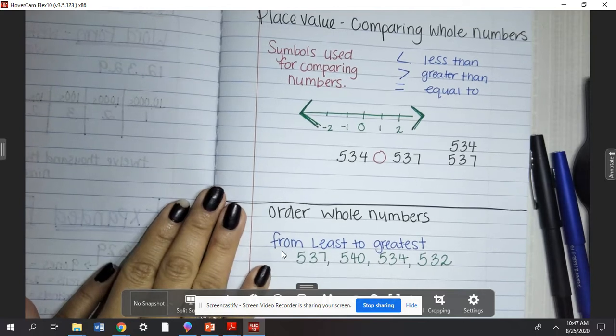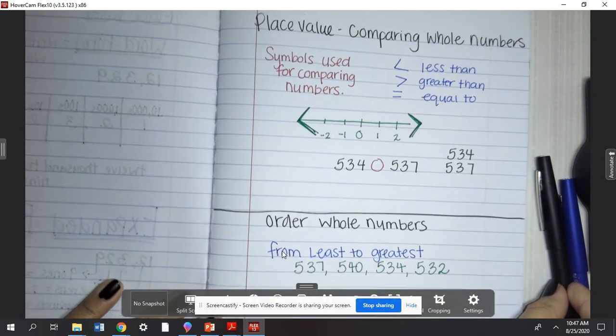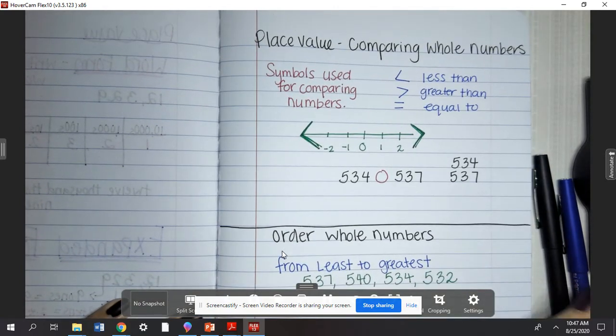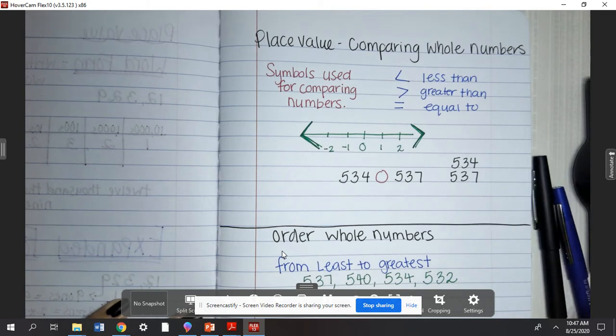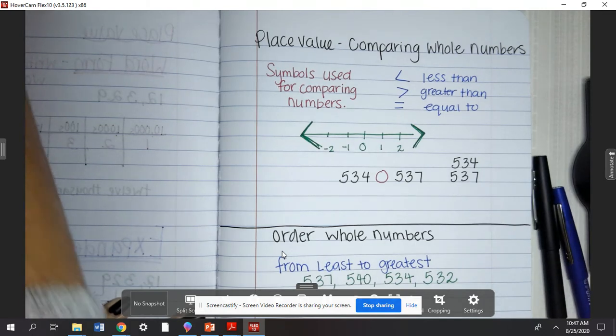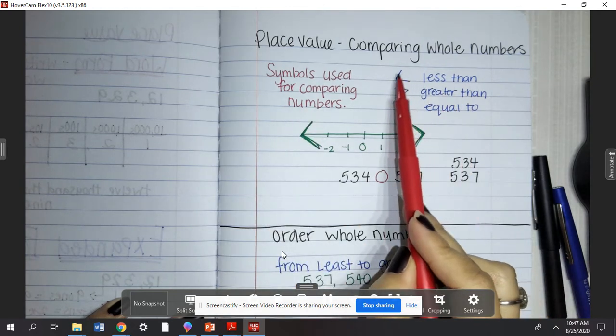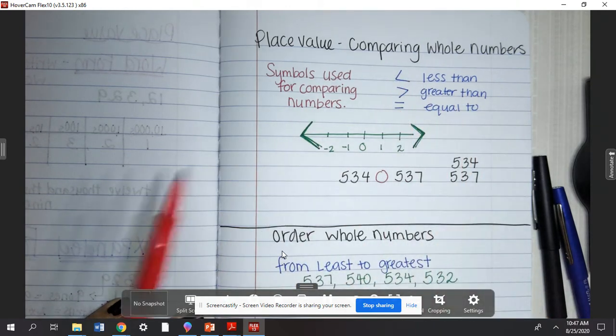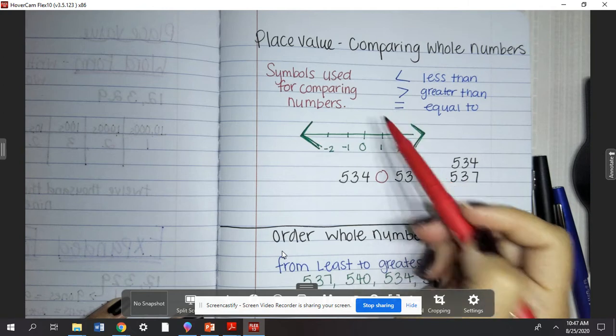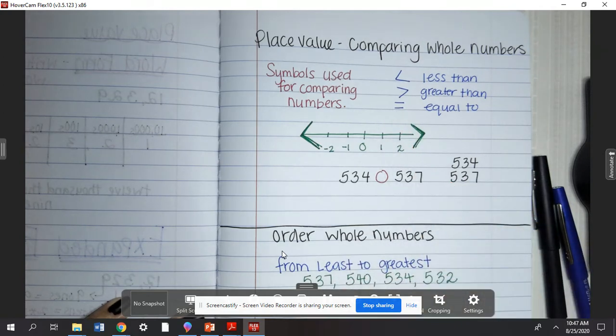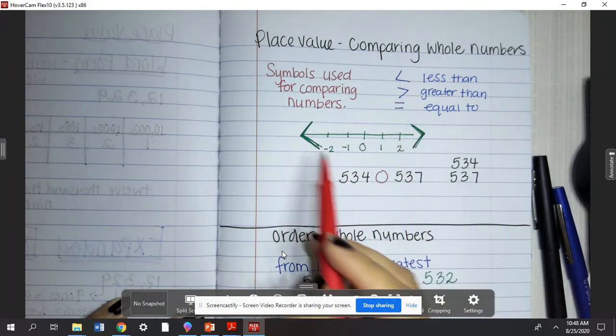So I went ahead and started writing some of the notes for you. Today we're going to be comparing whole numbers, and some of the symbols that we use are going to be less than, greater than, and equal to. Some of you are going to be in my Pathway 2 class, and you're going to get a video where you're going to have two more symbols that are very similar, and we will get to know those symbols soon.